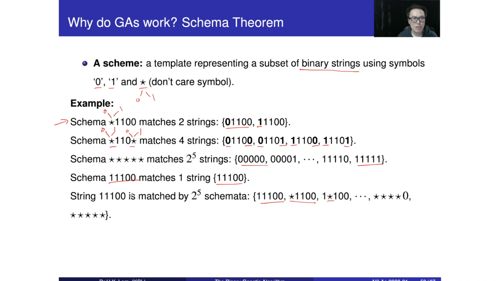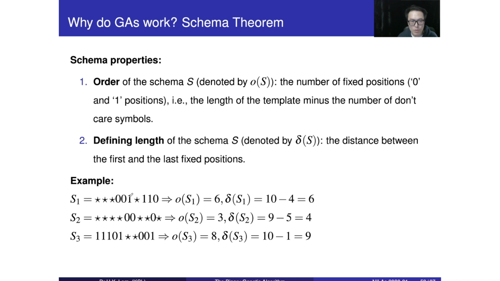Okay, this is the schema, and now we are going to talk a little bit more about the properties. When we talk about a schema S, for example, star 1100 that we mentioned before, the order is the number of fixed positions. The fixed positions are the bits 0 or 1, not the don't care symbol. Now take a look at this as an example.